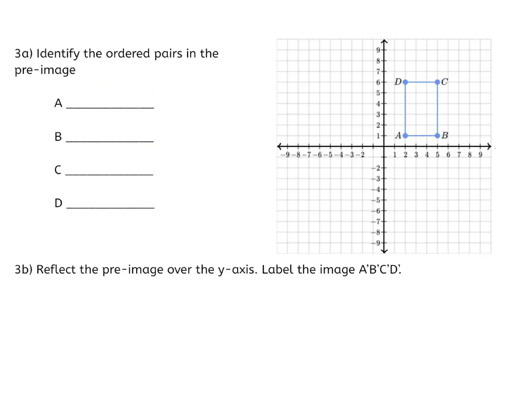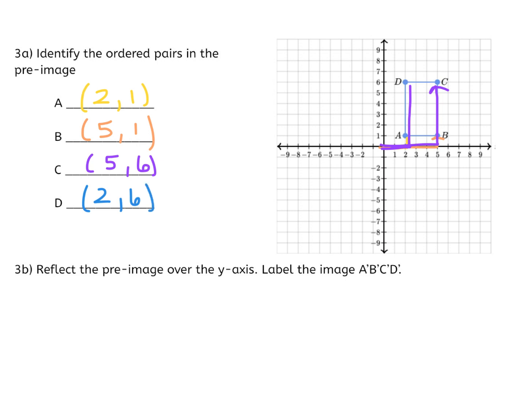Okay, let's identify the ordered pairs in the pre-image. And remember the same strategy. Start at the origin, forward and up to get to point A. So it's forward 2, up 1. To get to point B, it's forward 5, up 1. To get to point C, it's forward 5, up 6, so 5, 6. And to get to D, it's forward 2 and up 6. Okay, so hopefully you're finding success naming your ordered pairs.